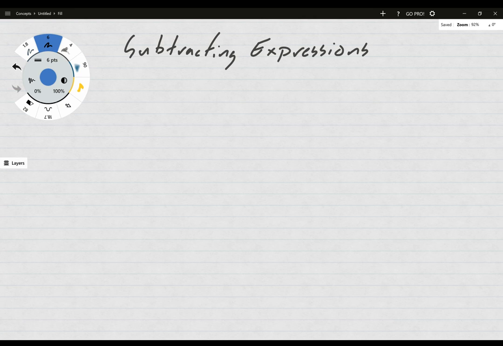Okay, so subtracting expressions. This one is a little bit trickier than adding expressions because we have a subtraction sign. It counts as a negative. So some of the properties that we can use, like the associative property, some of the properties that we use in adding expressions are not going to function the same way.